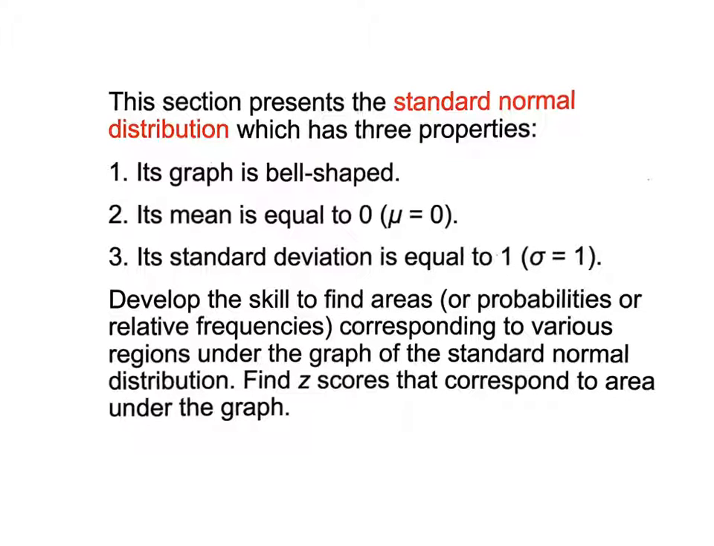All right, standard normal distribution. A couple of things you need to know about it, and you know most of this already. It is bell-shaped. Its mean is equal to 0, or mu is 0. The standard deviation is 1. What we're going to do is two things today. We're going to use this to find probabilities corresponding to various regions, and also we're going to go backwards and find z-scores that correspond to areas under the curve.